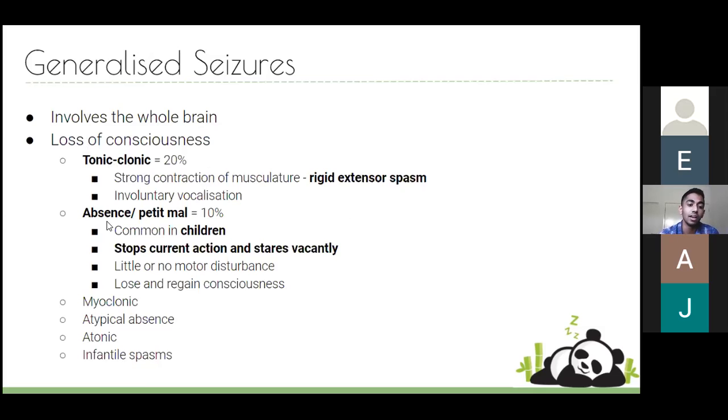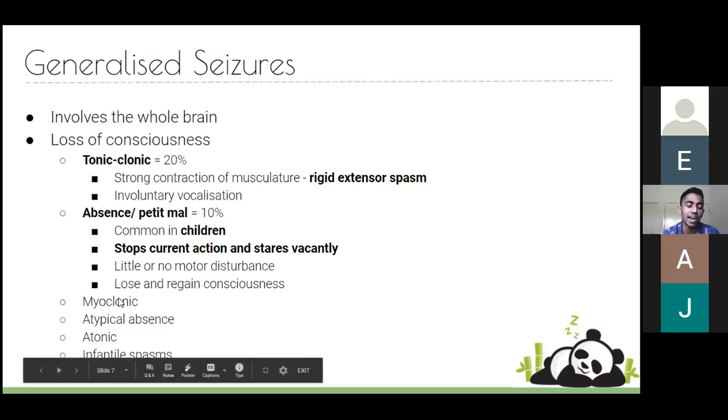Or we can have petit mal or absence seizures. These are more common in children, and instead of flailing around, instead of jerking their body around, they're just looking straight forward. They just stand still and stare into the distance kind of thing. But there's no real motor signs that we can see. There's also these other ones that we have, but they're not that important for you to know about.